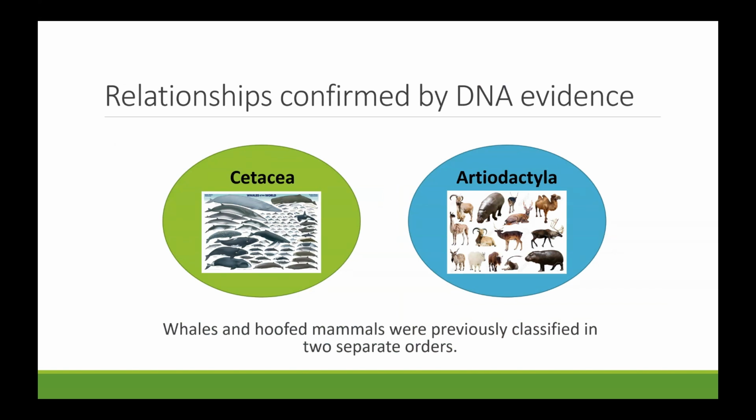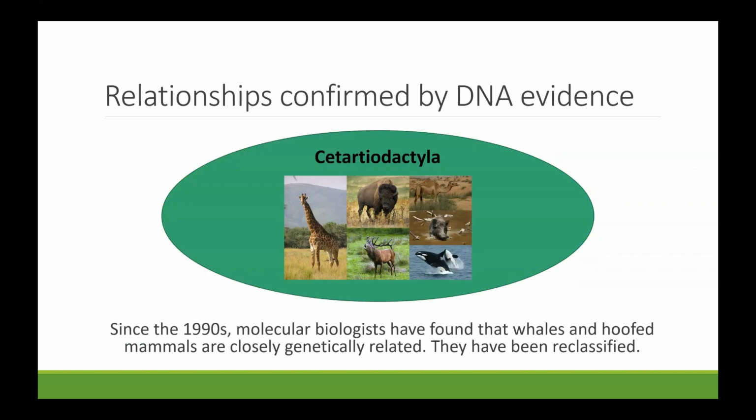They look nothing alike. However, when DNA evidence came along, and scientists actually started looking at the DNA of whales and hoofed mammals, the DNA told them that they were actually more closely related than their appearances would lead you to believe. And so since the 90s, the two groups have been merged into one singular group called Cetartiodactyla.